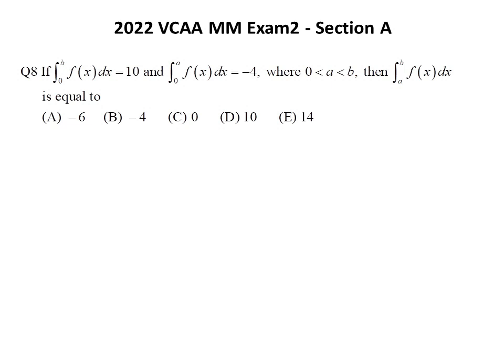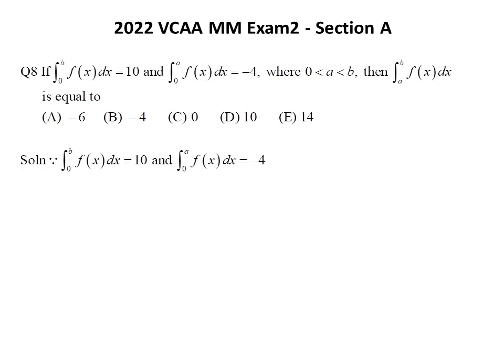As it can be seen in question 8, based on the given criteria that the definite integral from 0 to b of f of x with respect to x equals 10, and the definite integral from 0 to a of f of x with respect to x equals -4, then the question is to evaluate the definite integral from a to b of f of x with respect to x.